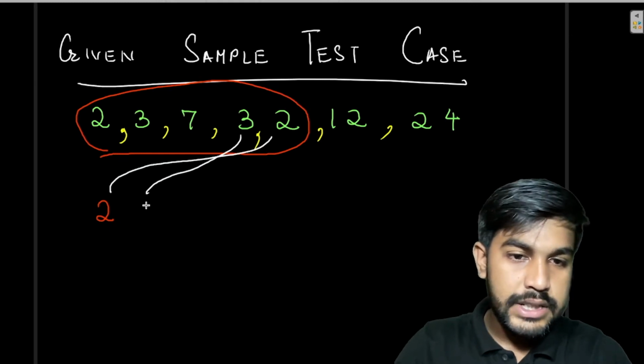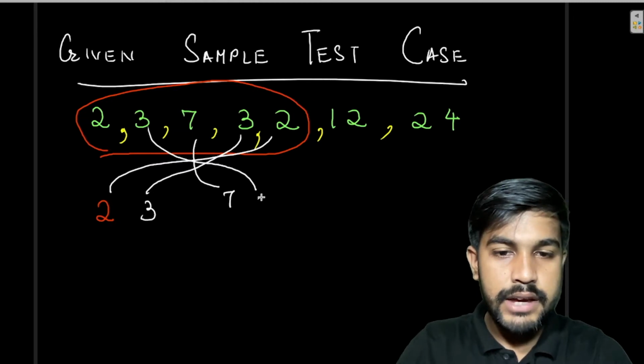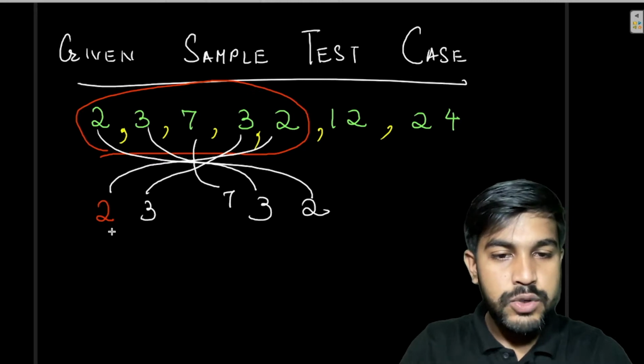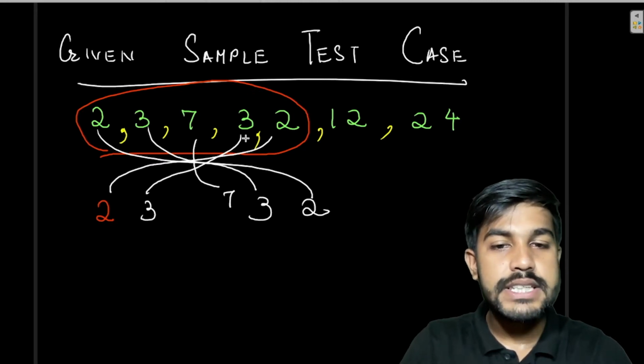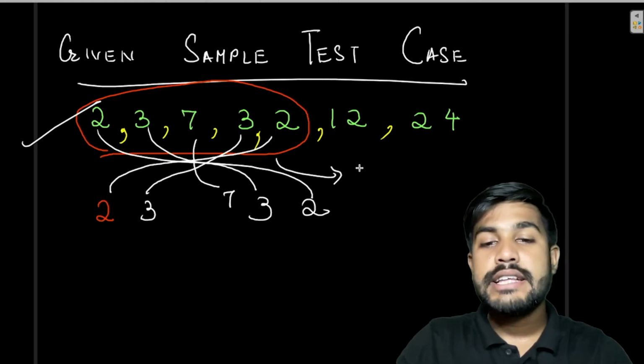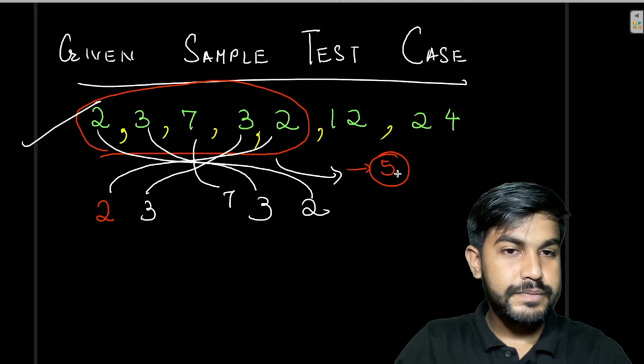Then we have this 3 coming here, then we have this 7 coming here, then we have this 3 coming here, and then we have this 2 coming here. So we can have 2, 3, 7, 3, 2 and 2, 3, 7, 3, 2. And this is the largest possible. That is why the answer to this sample test case is 5 itself.